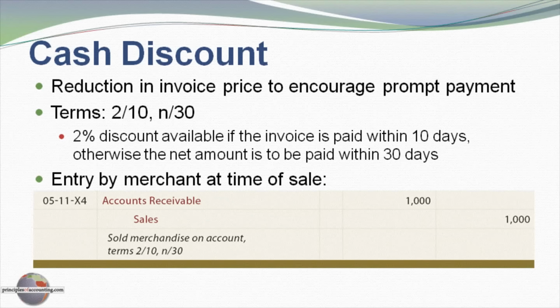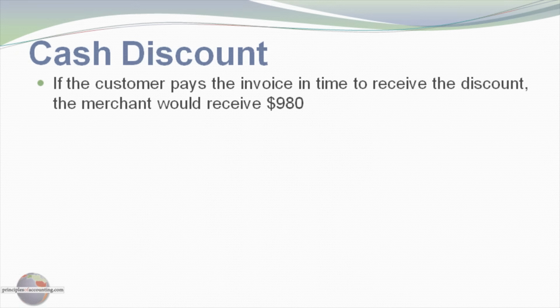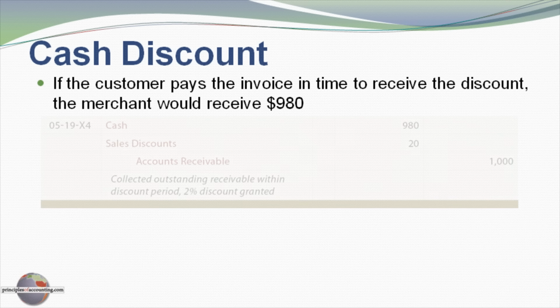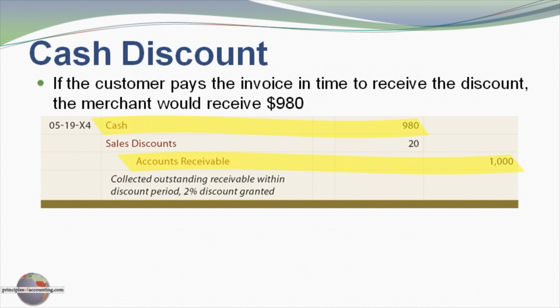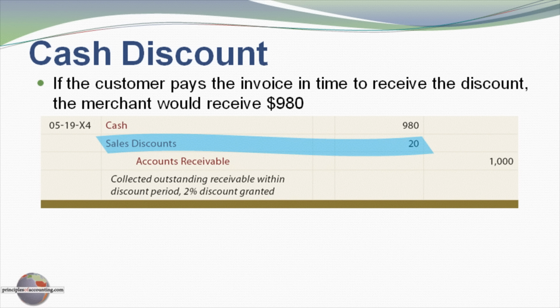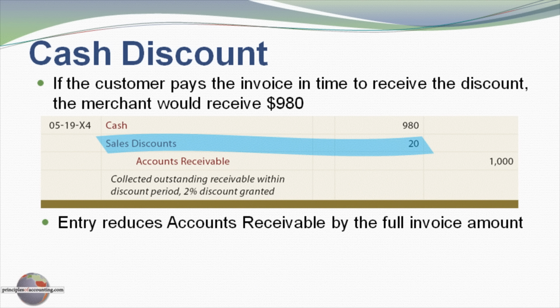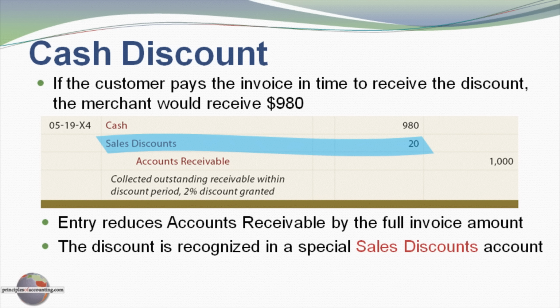An entry needs to be recorded to deal with the cash discounts. At the time of a sale where a merchant is extending a cash discount to a particular customer, we'll go ahead and record the sale at the gross amount. Here's a $1,000 sale on account. We'll debit accounts receivable and credit sales $1,000. If the customer pays in time to take the discount, however, notice that we'll actually debit cash $980. That's the $1,000 minus the 2% discount. But we'll reduce the accounts receivable for the full amount since it's now been totally satisfied. The difference of $20 is debited to a sales discount account. This entry reduces accounts receivable by the full invoice amount, and the discount is recognized in the discount account.